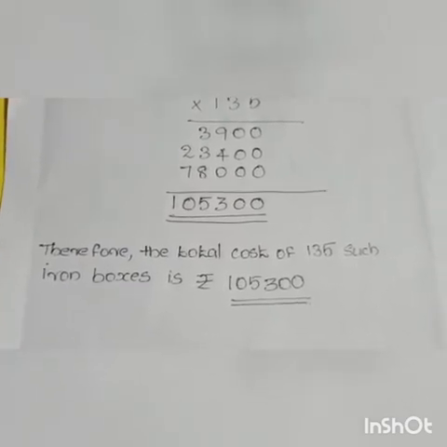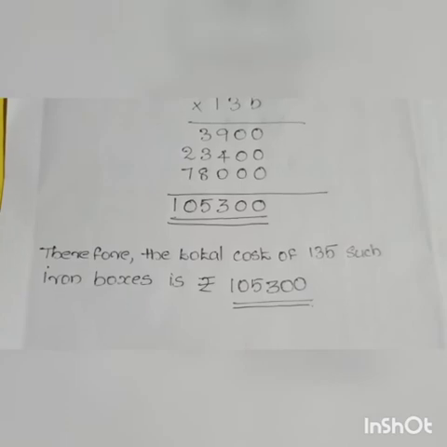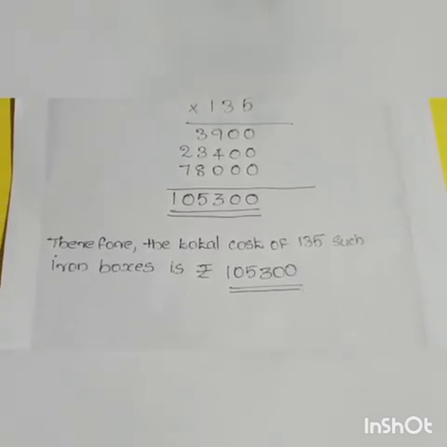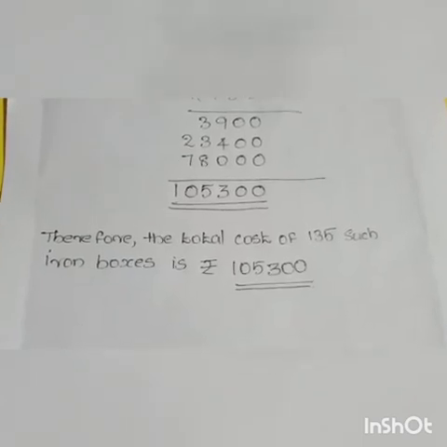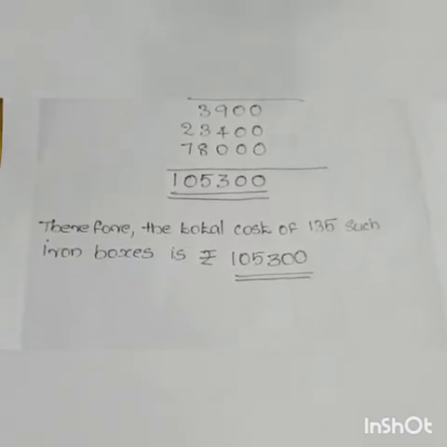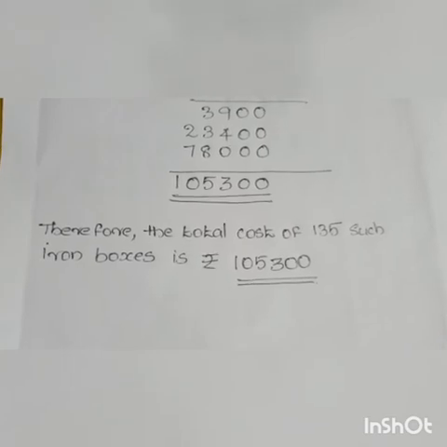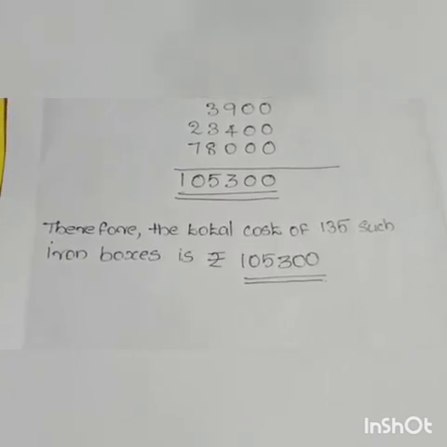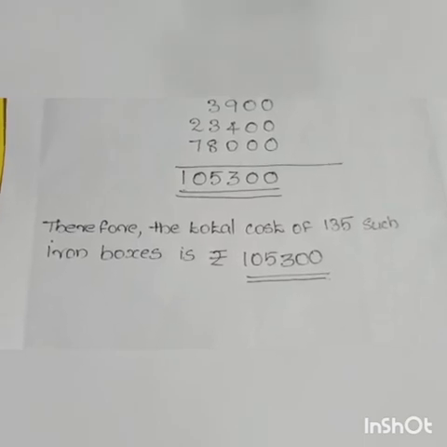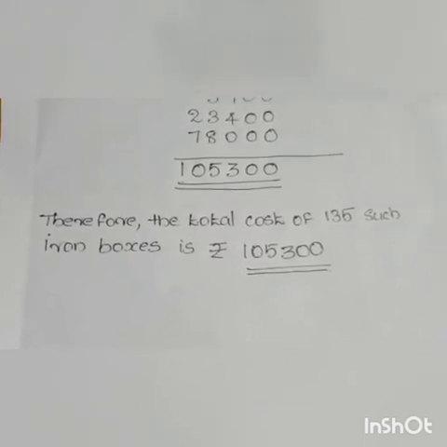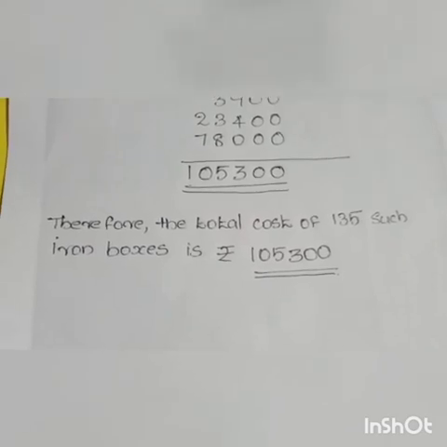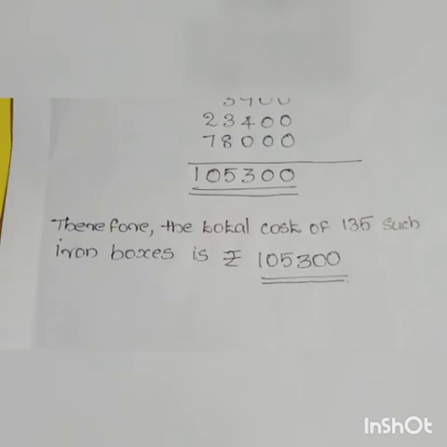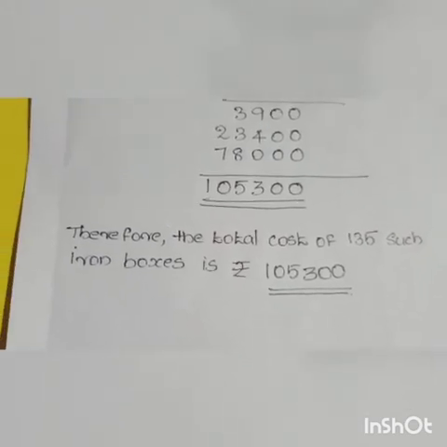The answer is 23,400. Last, we multiply 718 into 100. The answer is 78,000. So lastly, we add these products. Answer is 1,05,300. Therefore, the total cost of 135 such iron boxes is rupees 1,05,300.